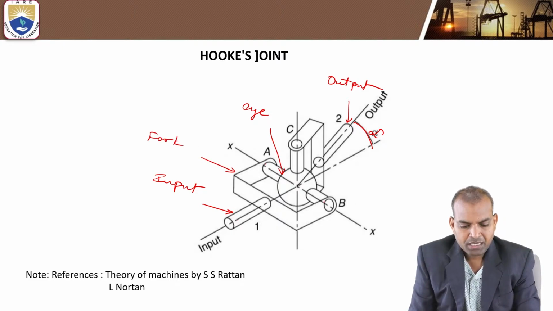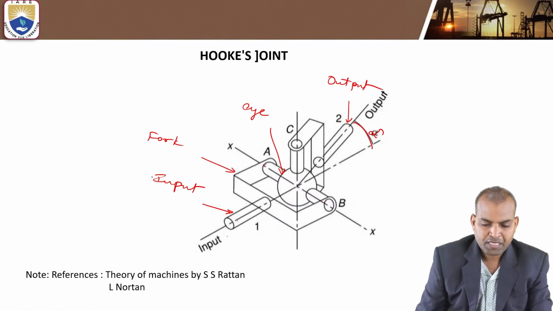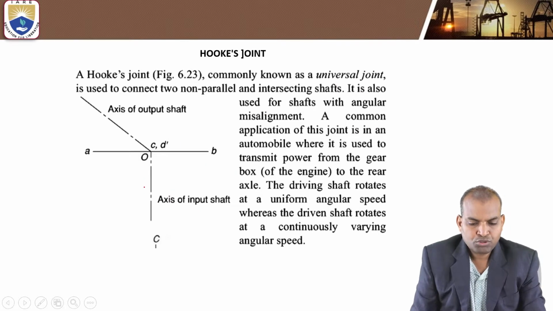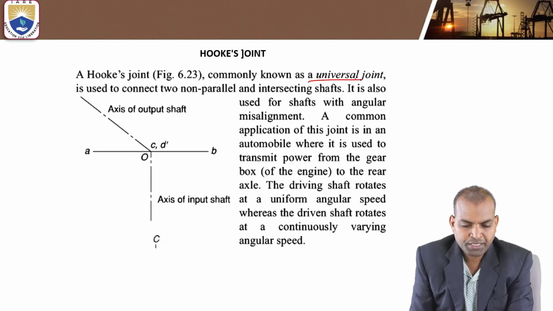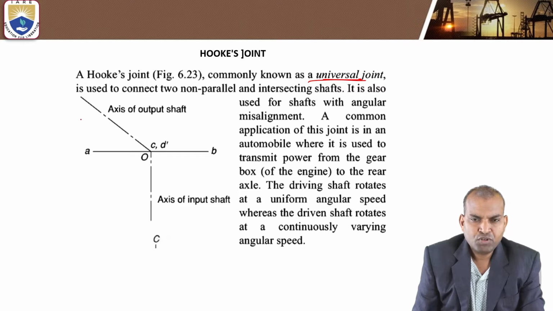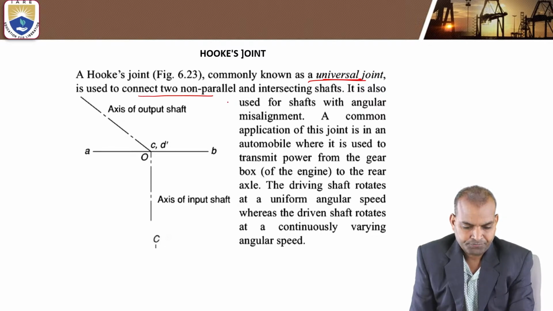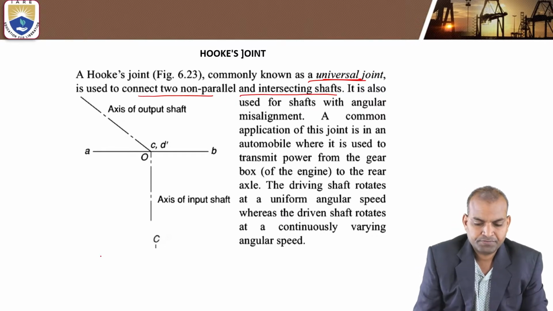The forks AB of the I are connected to the fork of the input shaft, and CD is connected to the fork of the output shaft. So these are the three parts in a Hooke's joint. Now this Hooke's joint is commonly known as the universal joint. Where will it be used? It will be used in automobiles to connect two non-parallel and intersecting shafts.